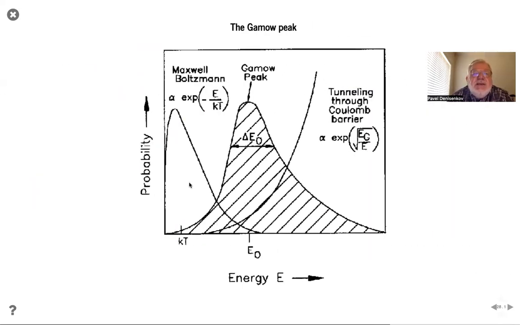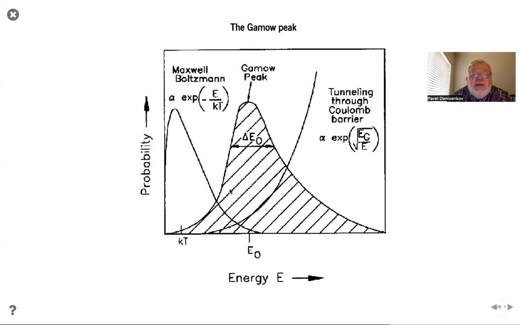As I already mentioned, this curve on the left shows the Maxwell-Boltzmann distribution of energy of charged particles inside the star, okay? And this curve shows the probability of electrically charged particles going through a Coulomb barrier via quantum tunneling. The probability of quantum tunneling increases with energy, but there are not too many particles at this energy, according to the energy distribution for stellar temperatures.